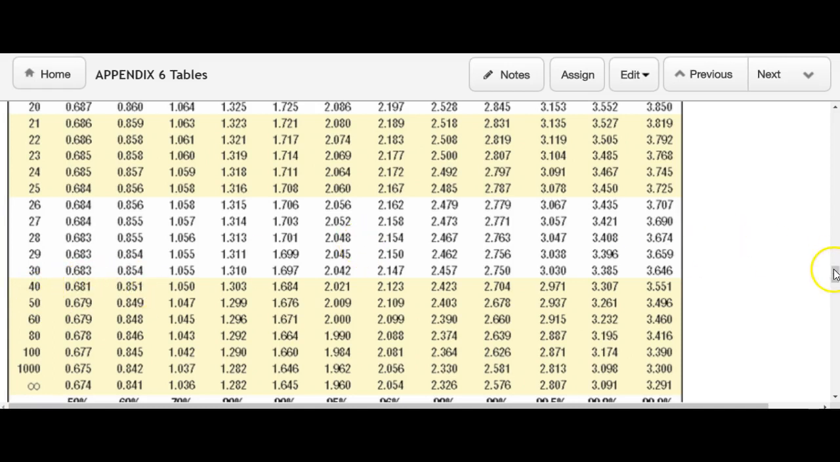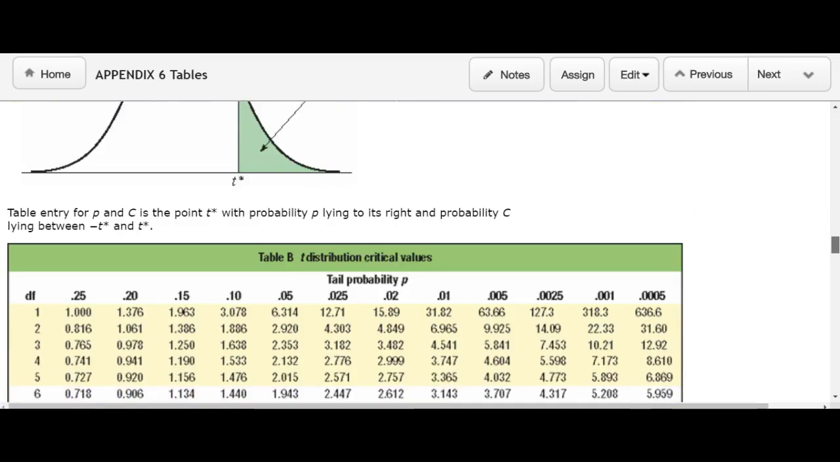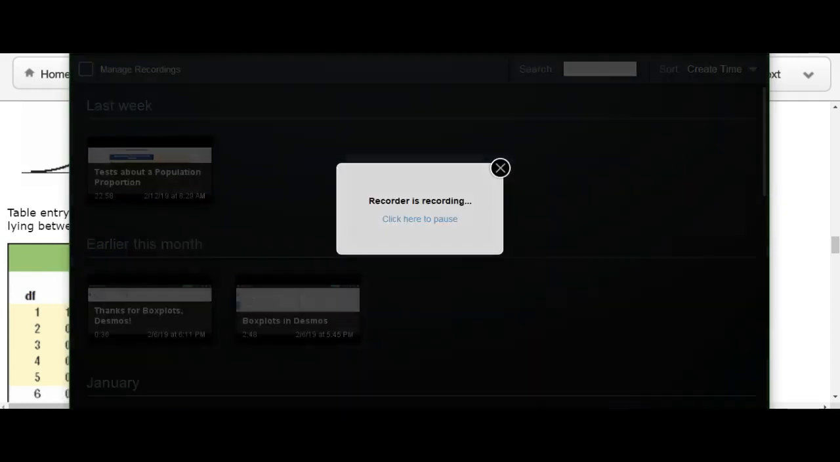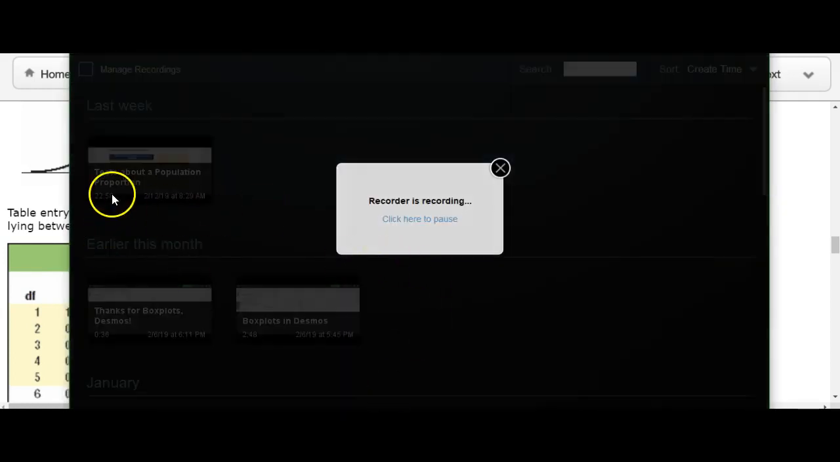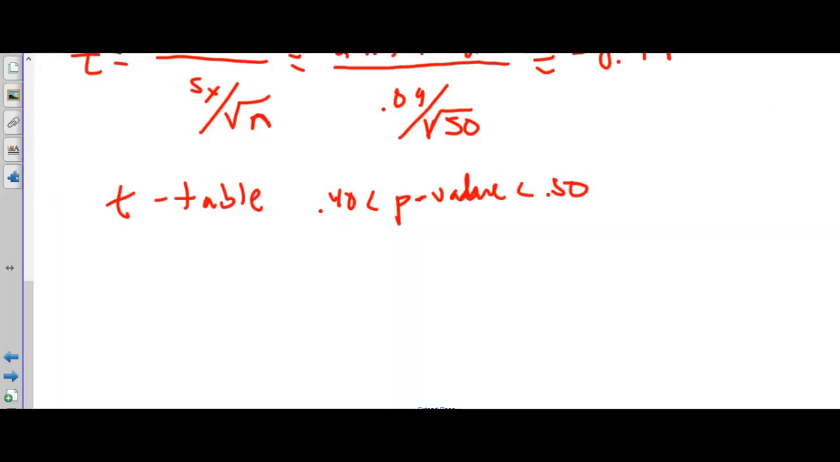So the area in one tail is between 0.20 and 0.25. And so we'll double that, and we will get between 0.40 and 0.50. So it doesn't really matter what the specific p-value is at this point. This is so large, we're going to fail to reject the null.